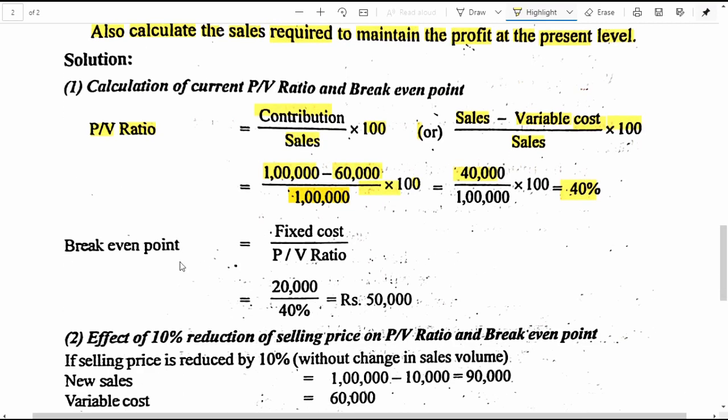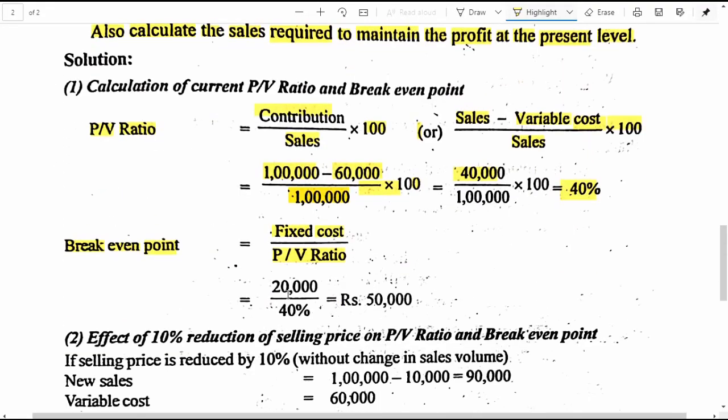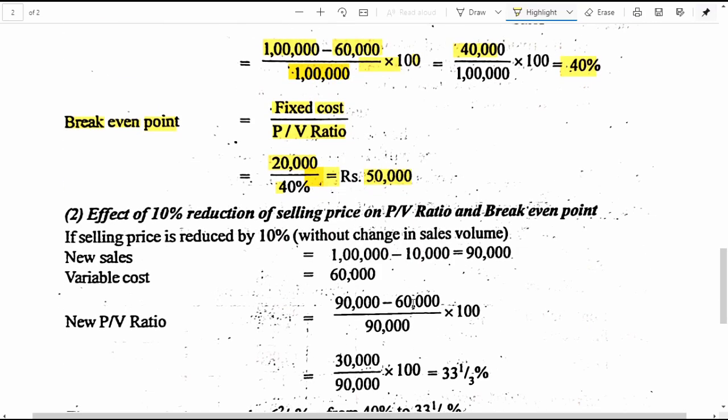Now let's calculate the break-even point in value. What is the formula for calculating BEP in value? Total fixed cost divided by PVR. The total fixed cost is 20,000 given in the problem. Therefore, 20,000 divided by 40% PVR gives us 50,000 rupees of break-even point. So for the standard situation, we have come to know the PVR is 40% and the break-even point is 50,000 rupees.